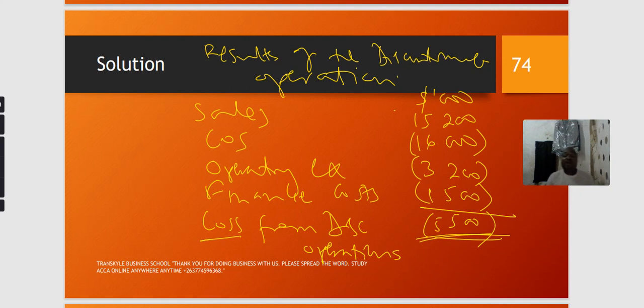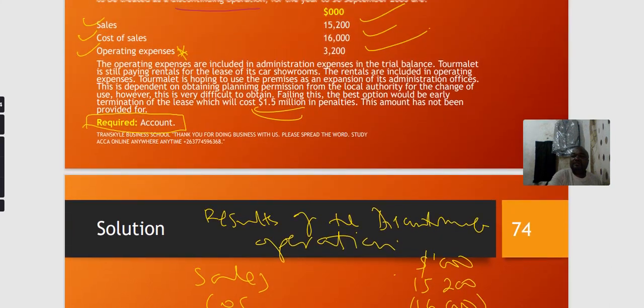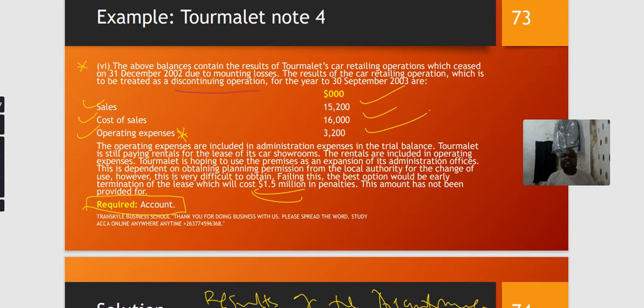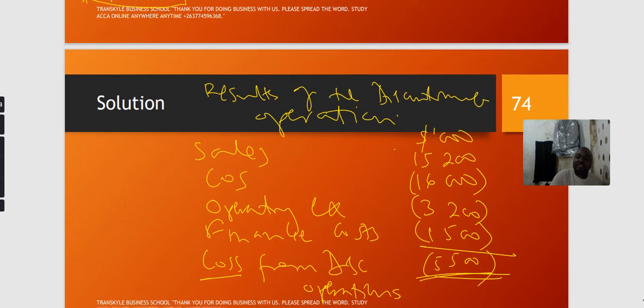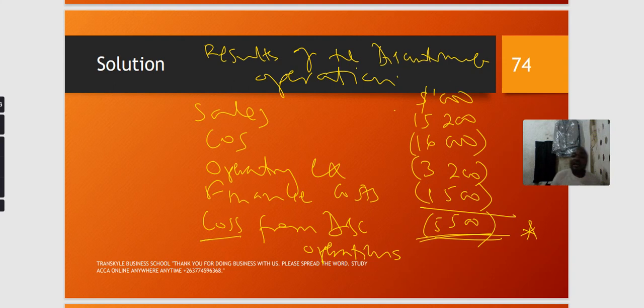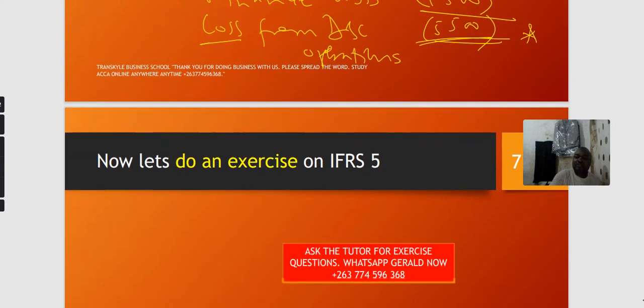So when you are given this question, if you are required to present the income statement for the continued operations of Tourmalet, you have to ensure that you deduct these figures from the sales figures for the whole company. And then after you determine the profit from continuing operations, you put the loss from discontinued operations, this figure, and you find out that you have scored all the marks.